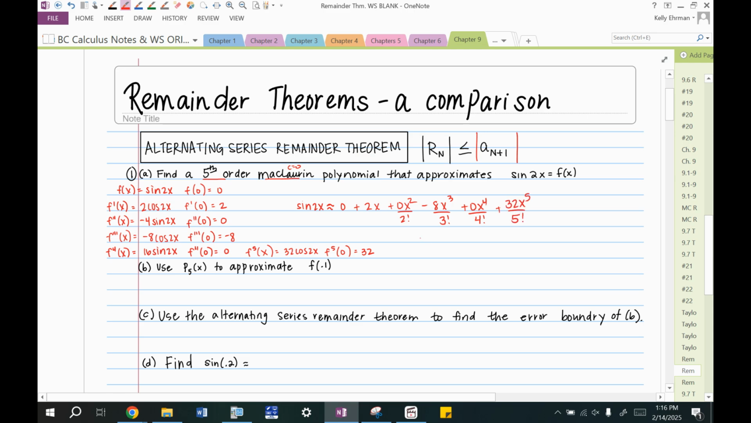You do not have to write the 0, so it's totally fine to simplify this and say, okay, so 2x minus 8x to the third over 3 factorial plus 32x to the fifth over 5 factorial. I'm going to call that my fifth order Maclaurin polynomial. Okay, and then we'll use a calculator for this. Use this fifth order Maclaurin polynomial to approximate f of 0.1.